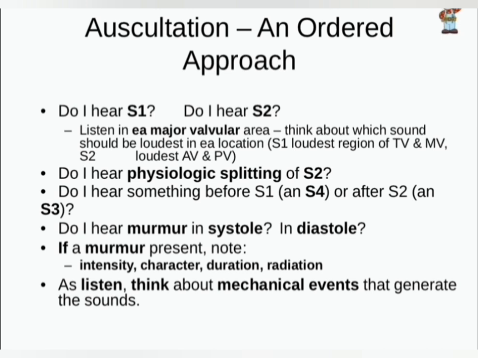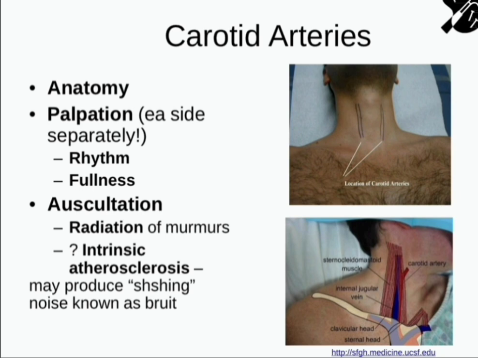When auscultating, ask yourself, do I hear S1, do I hear S2? Listen in all major areas. Try to hear physiological splitting of S2. Try to hear before S1 and after S2 for S3. Characterize the murmur as systolic or diastolic, with its intensity, character, duration, and radiation.